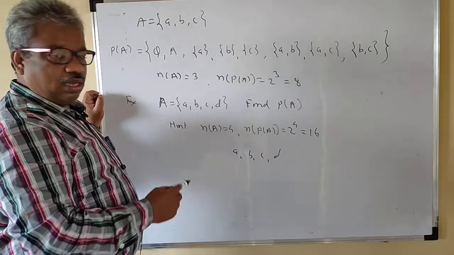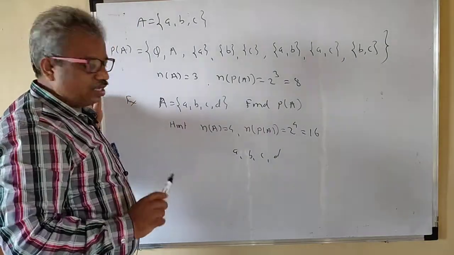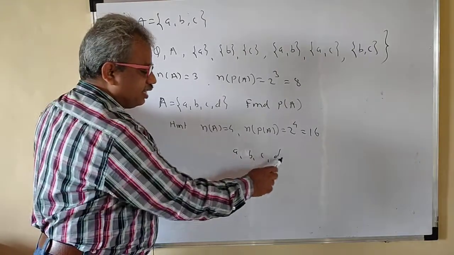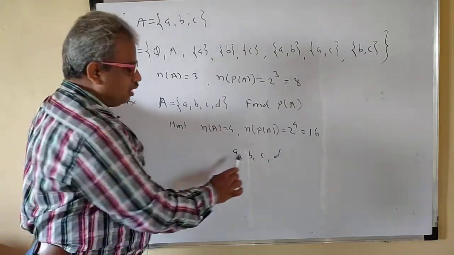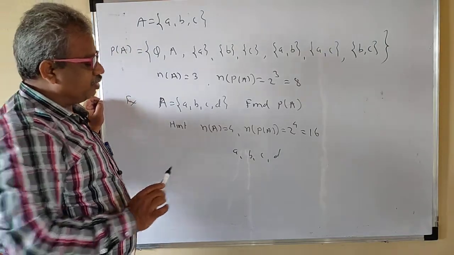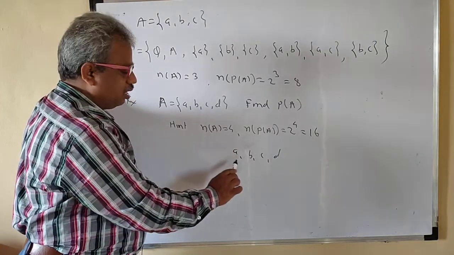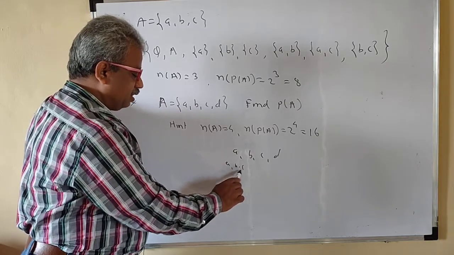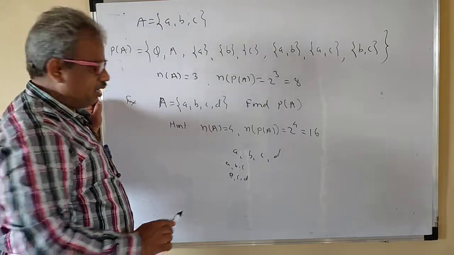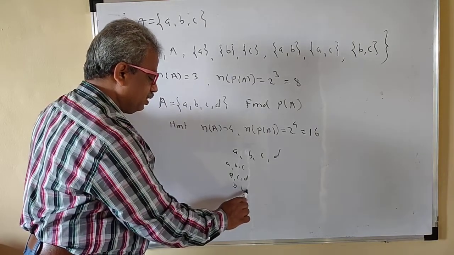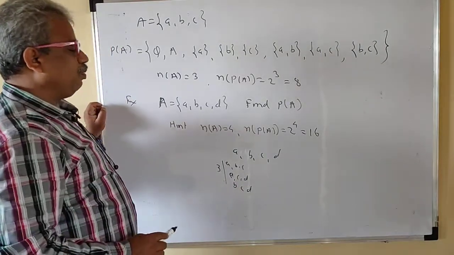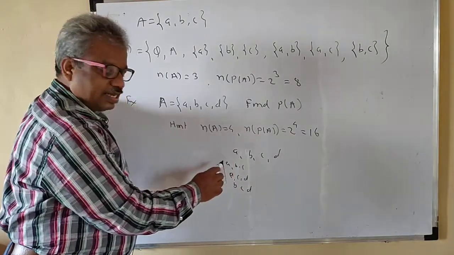Then for triplets, you have to take a triplet. Fix a, b, c, then a, c, d. Right? Only this. Then b, c, d. These are the only possible triplets. How many triplets are possible? 3. See this one, a, b, c, a, c, d, and with the help of b, b, c, d. These are the triplets. How many? 4.